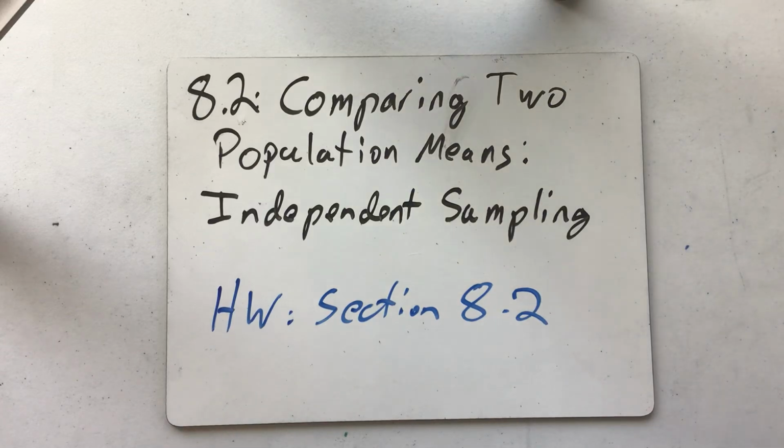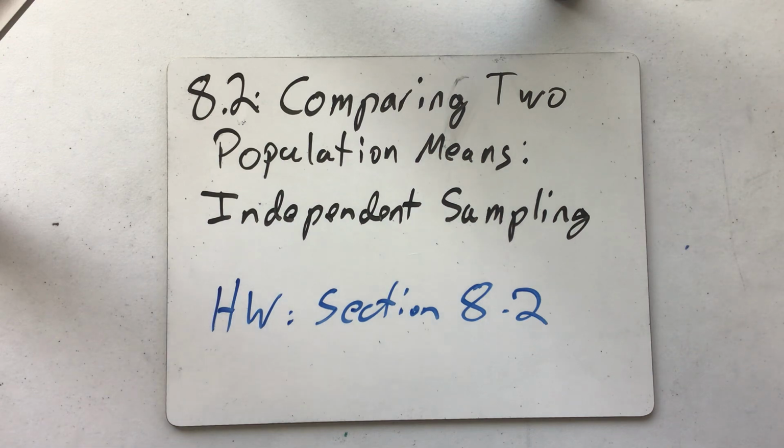In section 8.2, we start talking about how to compare two population means. In the previous two sections and on your quiz, you would collect one sample and then either create a confidence interval or do a hypothesis test with that sample. Now we're going to ask, what if you have two samples?